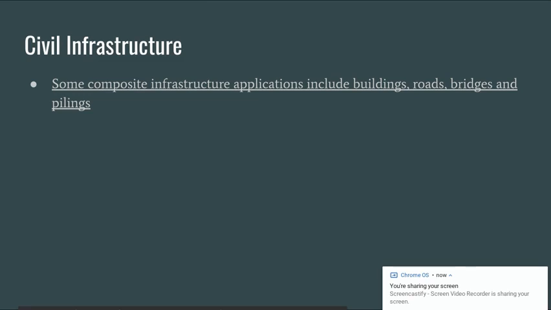Okay, so the next industry that uses composites is civil infrastructure. And like I said at the beginning of this, some composites are used for things. Infrastructure really means things like buildings, roads, bridges, and pilings. I'm not really 100% sure what that means or why that is an example of what a composite is used for, but I would stick with the examples like buildings, roads, bridges.